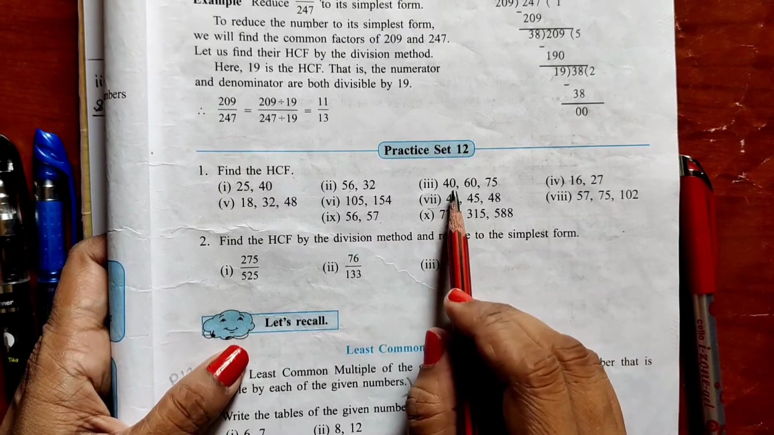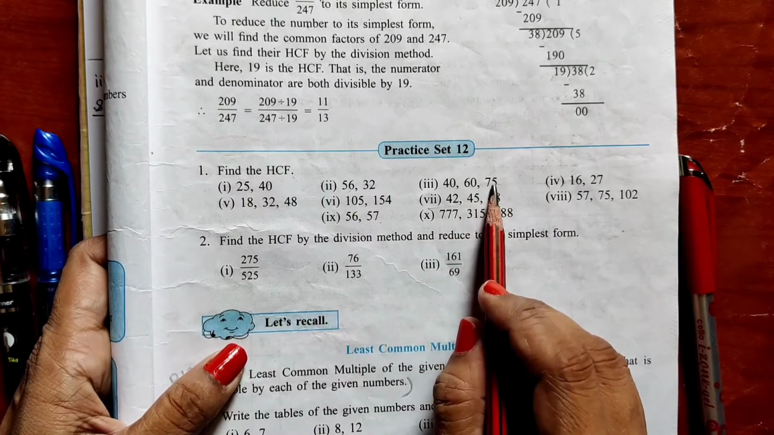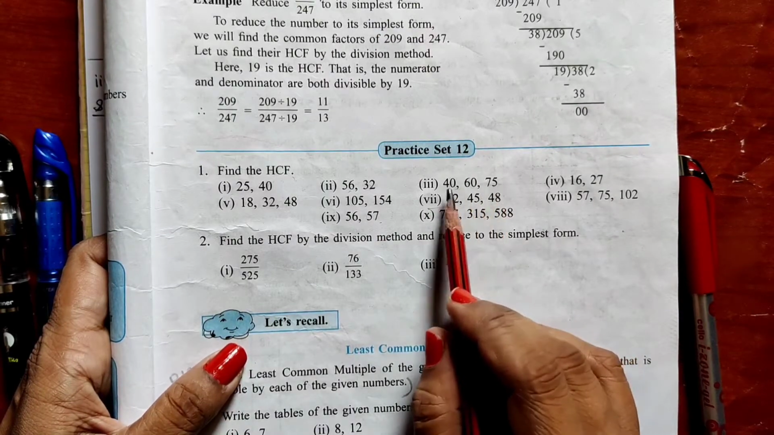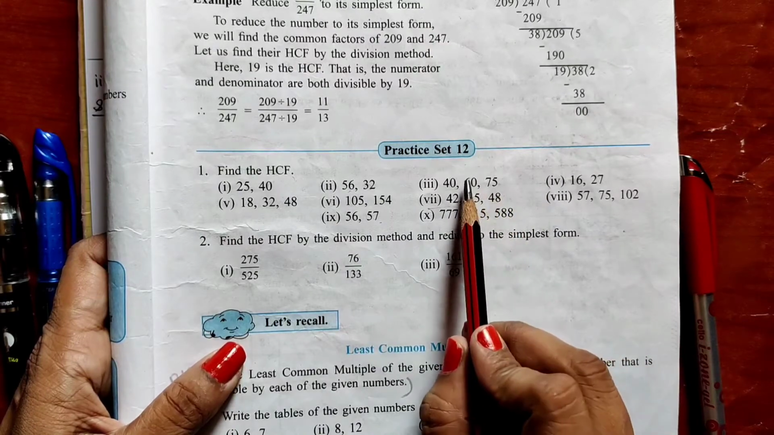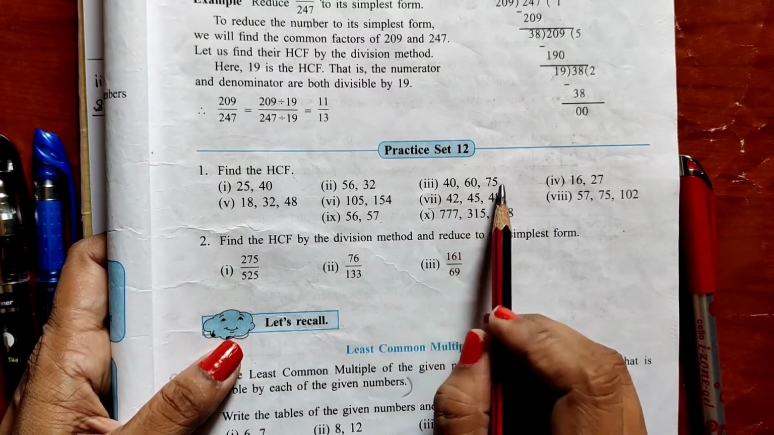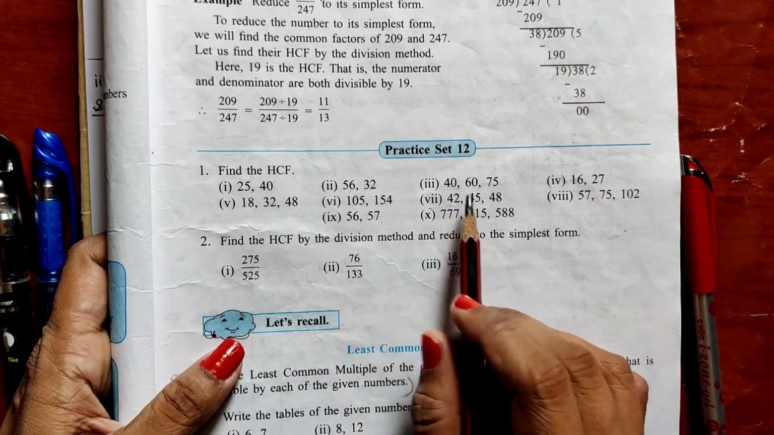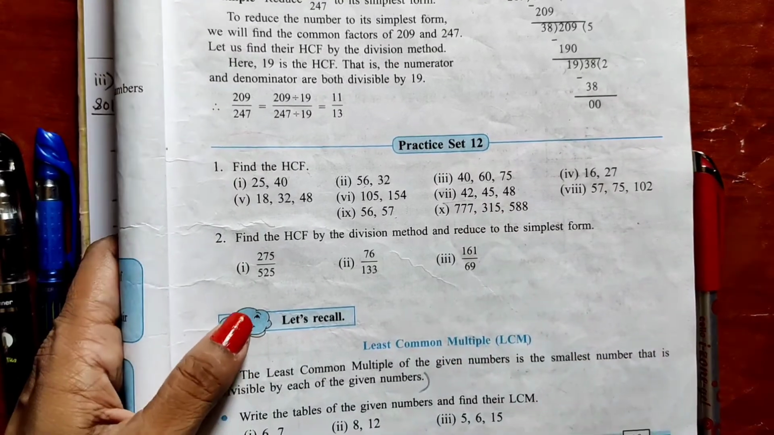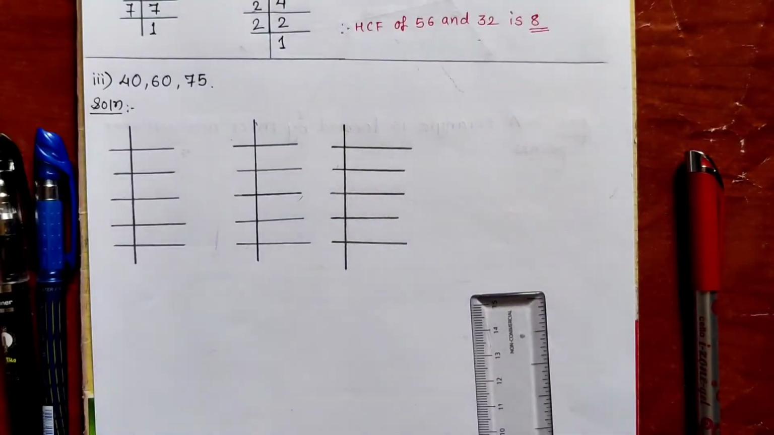We have got these three numbers: 40, 60, 75. We have to find the GCF of all these three numbers. So we will first find the prime factors of these three numbers and then find the common factors between them. Let us see it in vertical arrangement again.